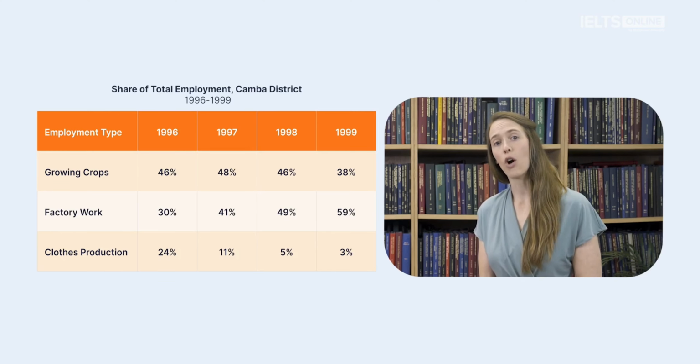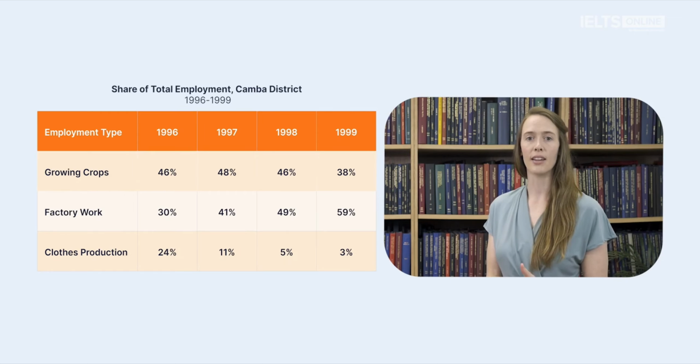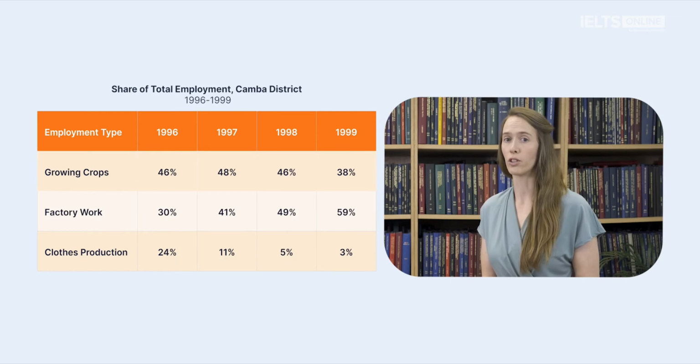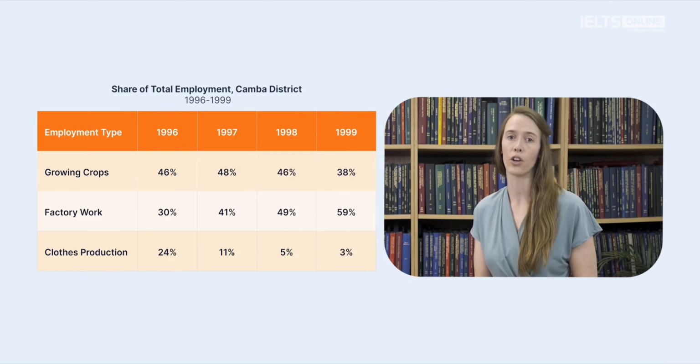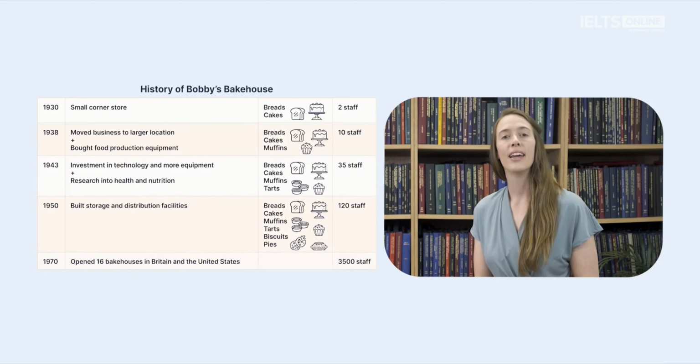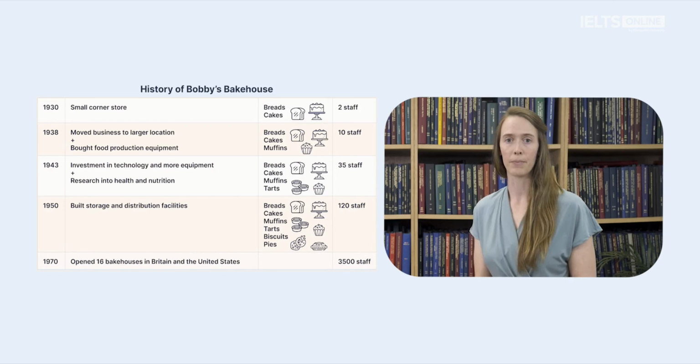Here is an example of a table. A table organises data into rows, which are horizontal, and columns, which are vertical. It always has a title and headings on top of the columns. Here is another example of information in a table. However, this one is different as it shows a sequence of events.